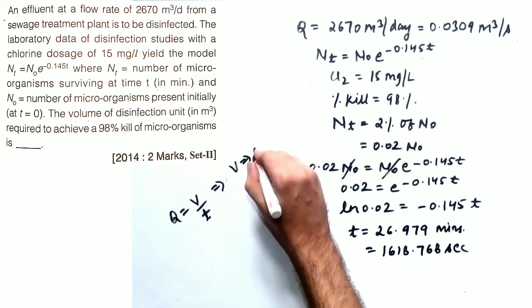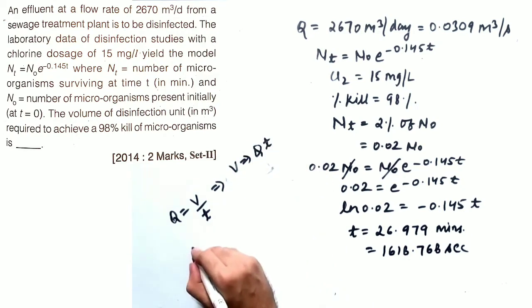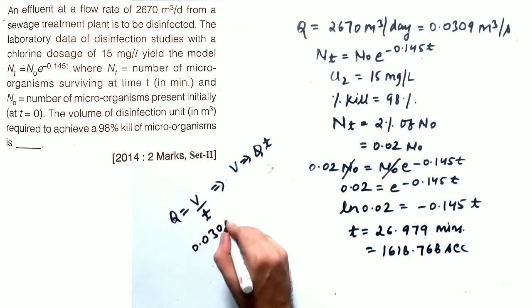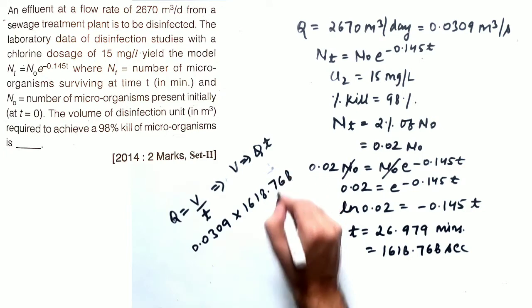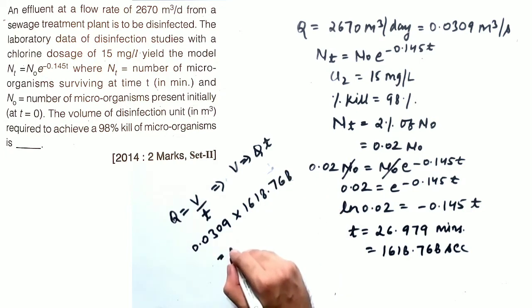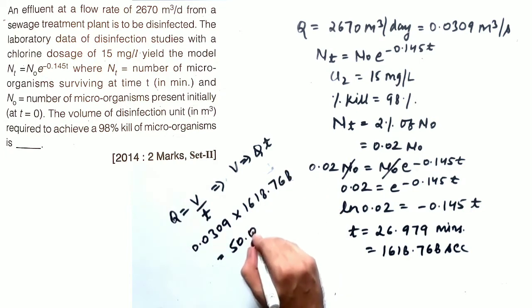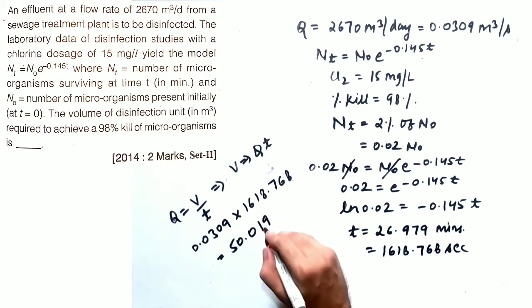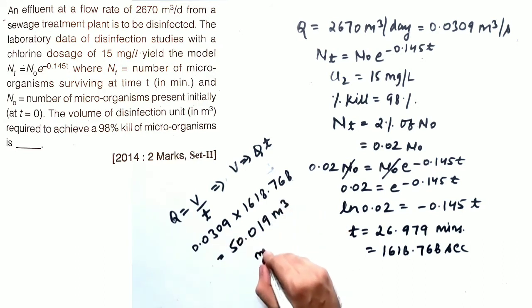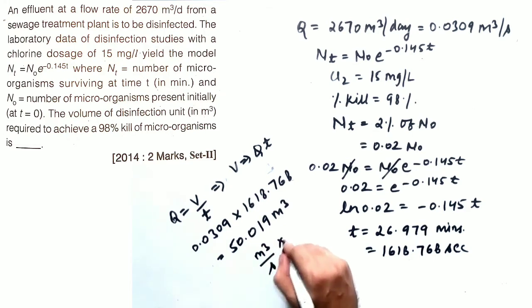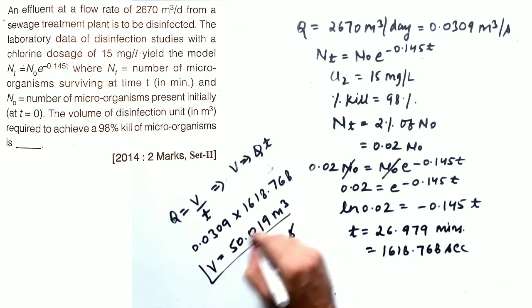V will be Q times T. What is Q? 0.0309. And what is T? 1618.768. So when you solve this using a calculator, the volume will come out to be 50.019, and the units will be meter cube. Q is in meter cube per second and time is in seconds, so second and second will get cancelled out and this will be the final answer.